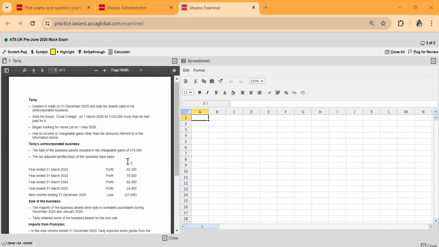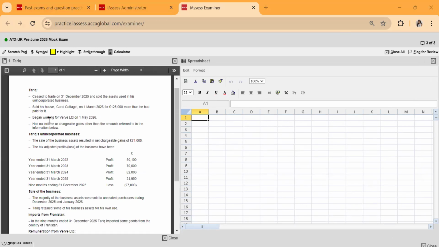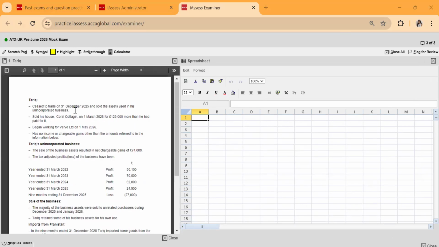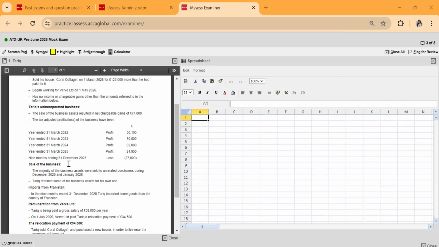Okay, let's read it and let's solve it parallelly. Tariq ceased to trade on 31st December 25 and sold the assets used in his unincorporated business. He sold his house, Coral Cottage, on 1st March 26 for 125,000 more than he had paid for it.